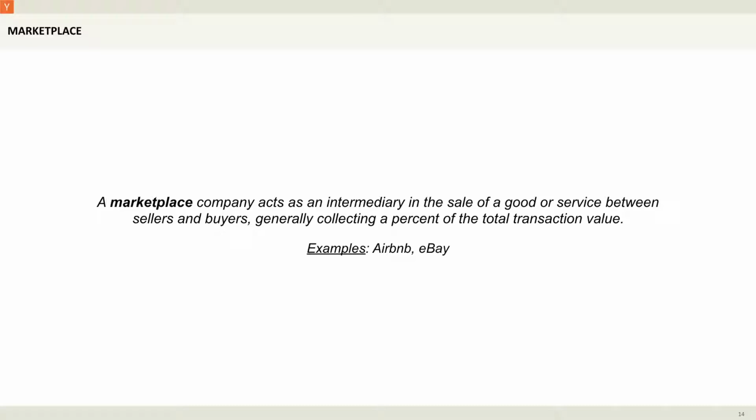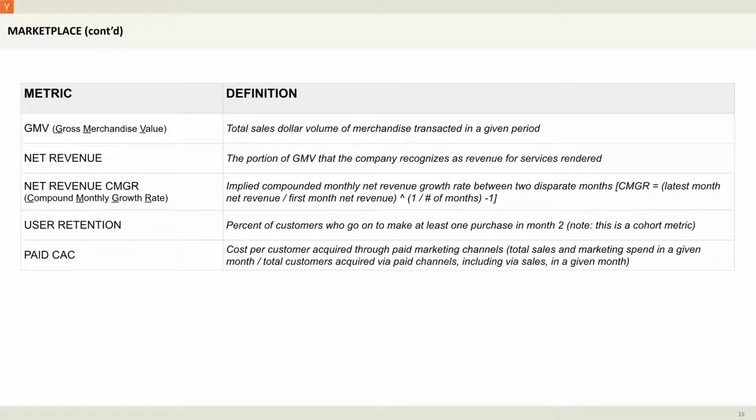What's a marketplace? You have 2 sides. So in Airbnb, you have hosts and guests. Guests go to the platform, select a room, book it, the host is happy. That's a marketplace. So what are the 3 or 4 metrics that matter here?